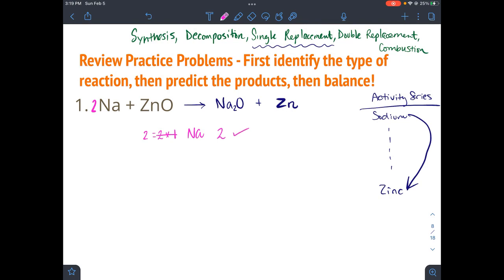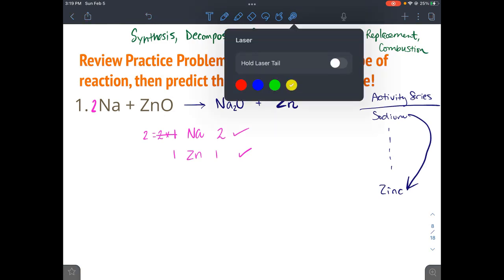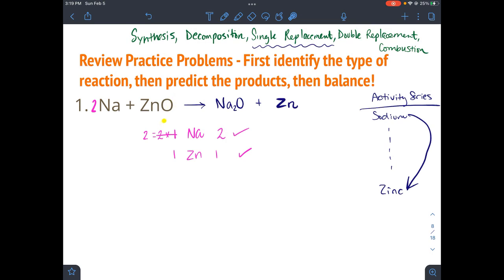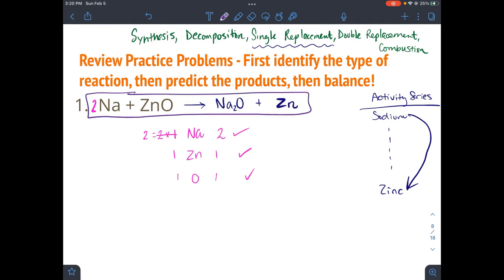All right. Next up, I could look at zinc. Zinc, my other metal, has 1 and 1. One zinc here, one zinc here. That gets a check mark. That's balanced. And finally, oxygen. Oxygen has 1 and 1. That's balanced. So my equation here is done. This is my balanced chemical equation for the single replacement between sodium and zinc oxide.